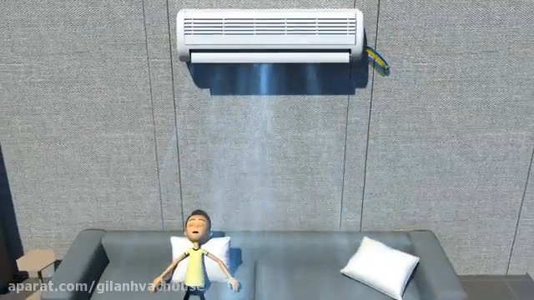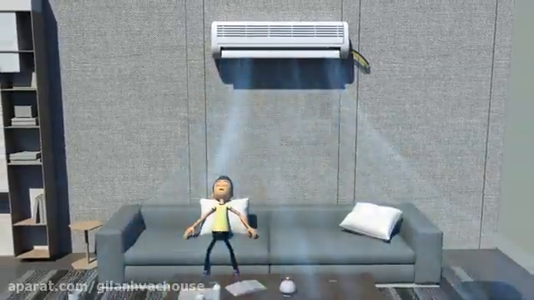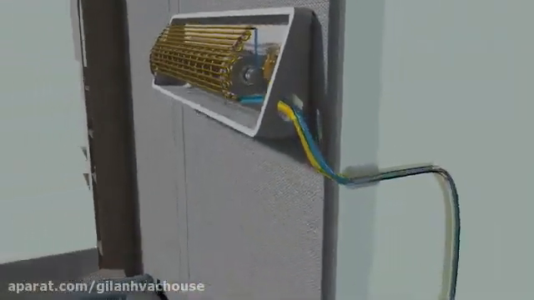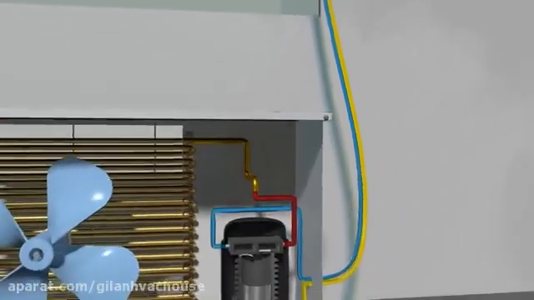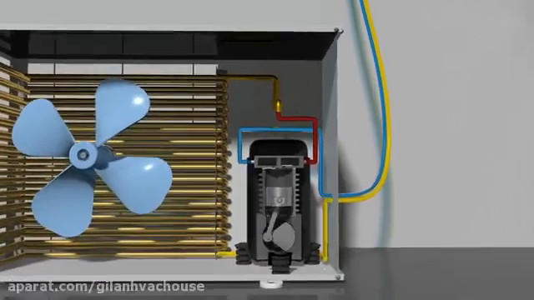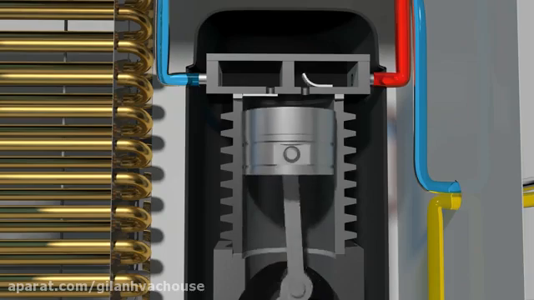Now, let's dive deeper into the functions of each mechanical component of an air conditioner. In the evaporator, refrigerant absorbs heat and is evaporated as gas into the compressor. When a piston compresses the gas refrigerant, its pressure rises, and so does its temperature.